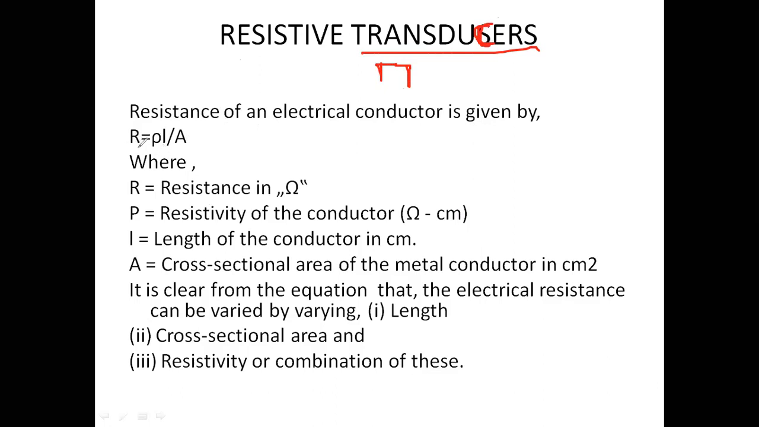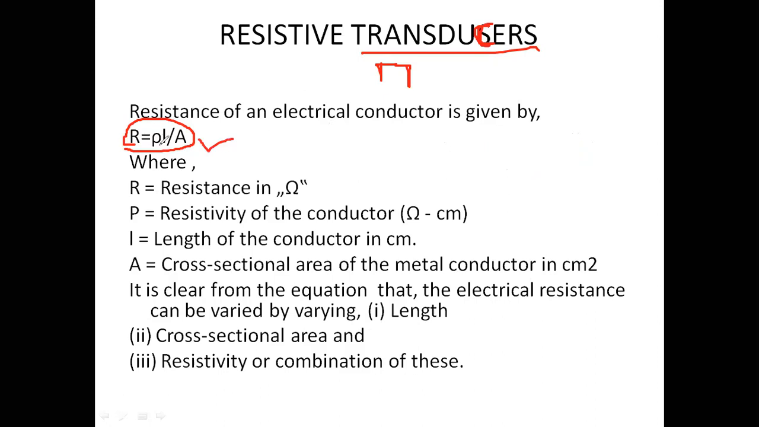So what is the formula for resistance? R equal to rho L by A. R equal to rho L by A. Okay, look from here, it will be easy for you to understand. So R equal to rho L by A.